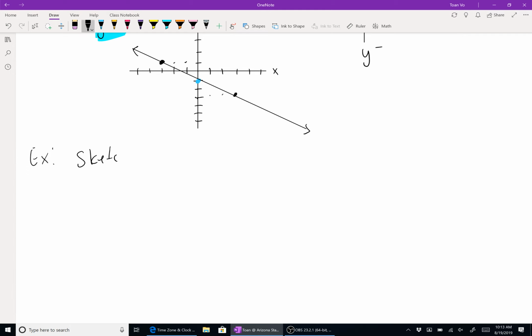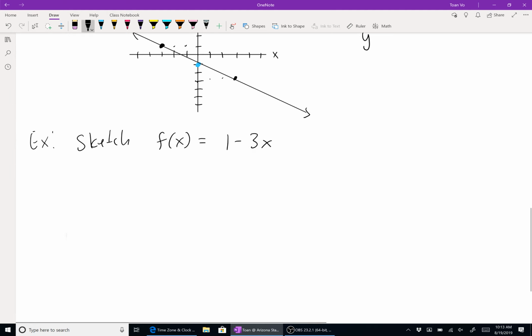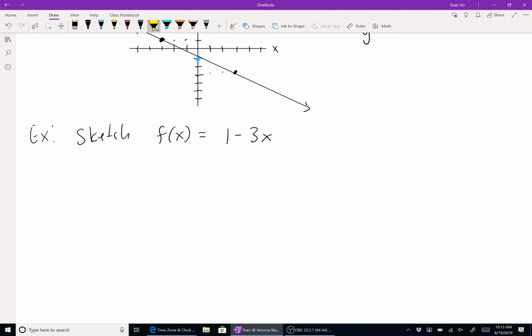Suppose I ask you to sketch, and I'll use function notation this time, f of x equals 1 minus 3x. Some students freak out. Oh no, Mr. Bo, the x doesn't come first. The x is second now. It doesn't matter. As long as it's in slope-intercept form, the slope is always the number in front of the x. The y-intercept is always the regular number. Do note, when I highlighted the slope, I included the symbol as well. So in this case, my slope is negative 3, and my y-intercept is a positive 1.